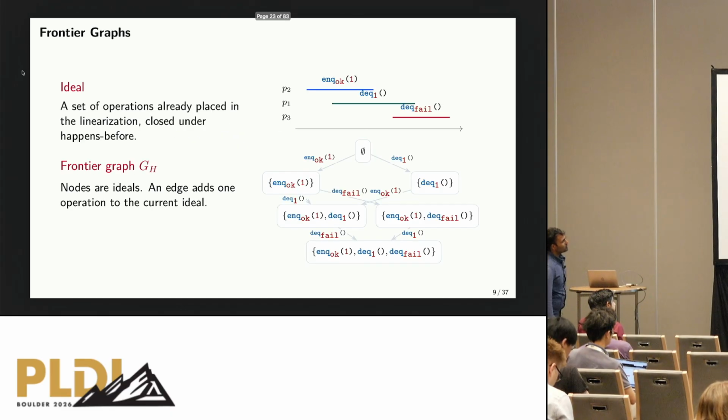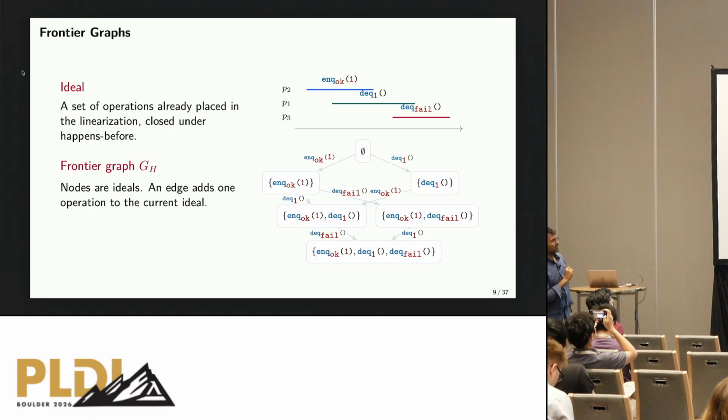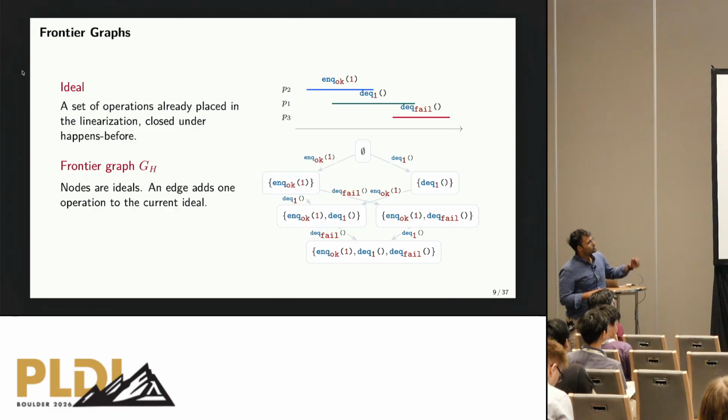Okay, so let me first talk about this generic framework. Here one tries to look at this graph. I call this graph the frontier graph. So if I have a history like that, from there I can come up with this sort of a graph. The nodes of these graphs are sets of operations. These are ideals in the sense that every such set in this graph is downward closed with respect to some kind of partial order that I can infer from the history. And the edges represent addition of one event.